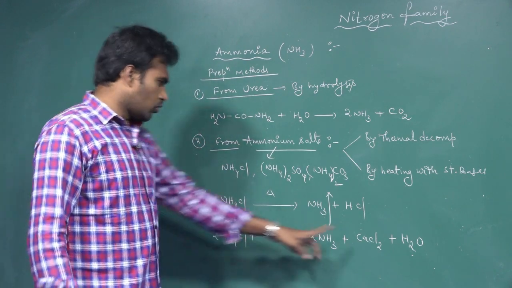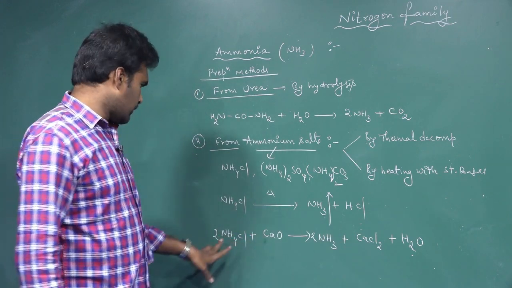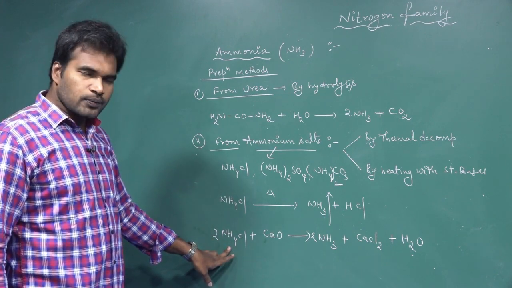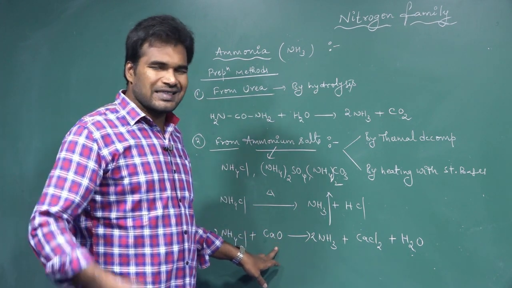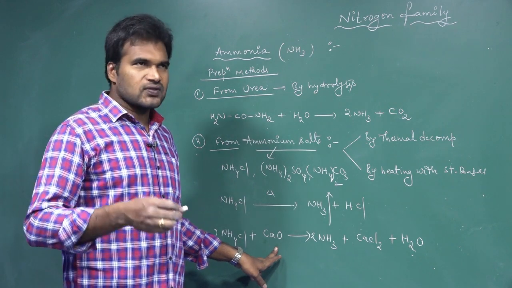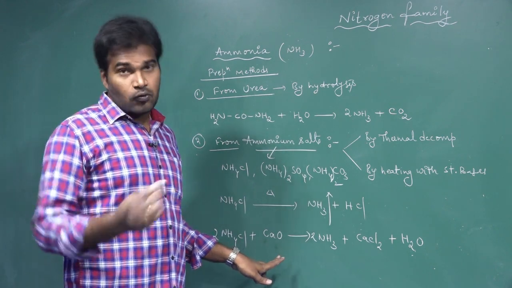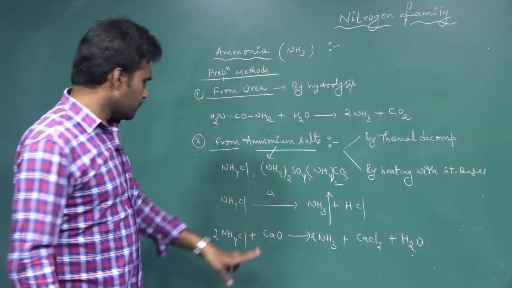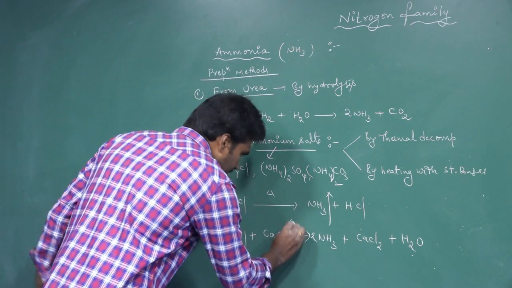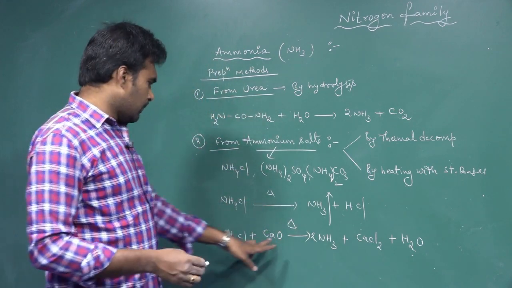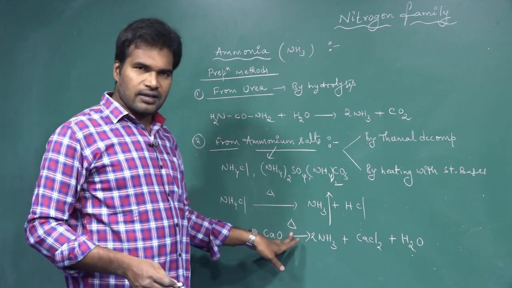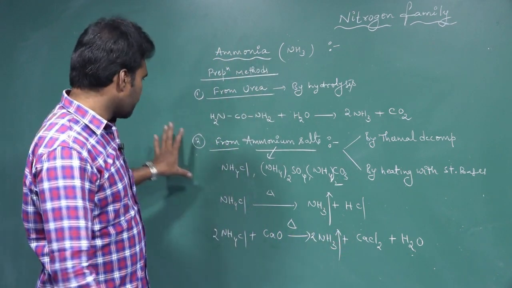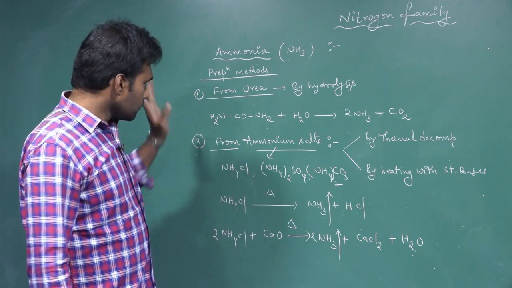CaCl2 to balance, 2 chlorines, calcium balanced, 2 nitrogens balanced, and H2. So this is when the ammonium salts are treated with strong bases like CaO, MgO, or else NaOH, Ca(OH)2, Mg(OH)2. You can take any of these strong bases. When we treat them with the strong bases and heating, after we mix the strong bases with the ammonium salts, after the heating we get ammonia gas. It liberates ammonia gas. So this is the second method of preparation of ammonia.